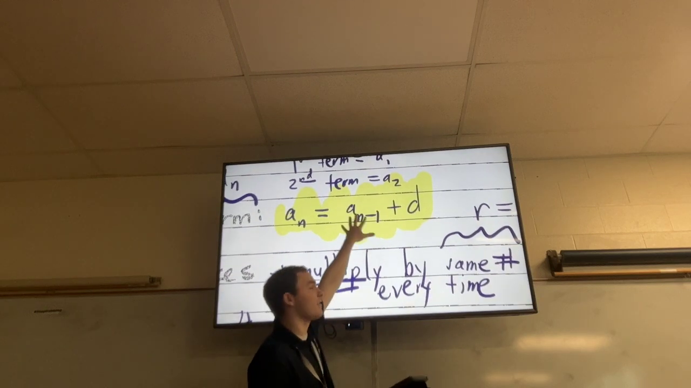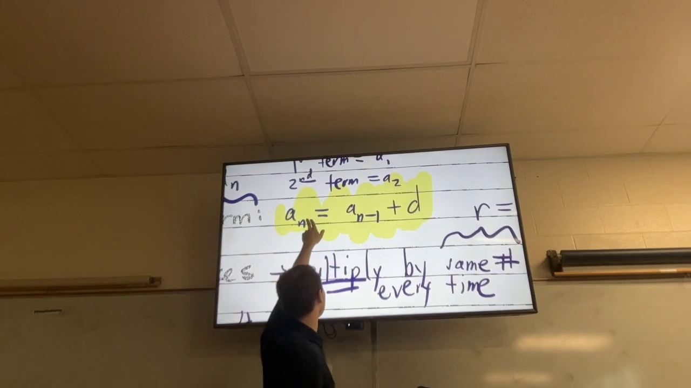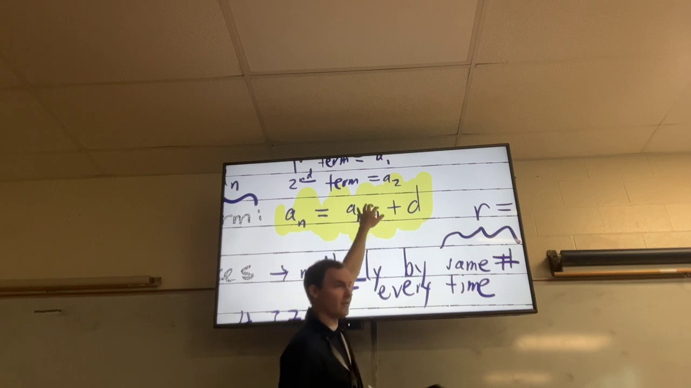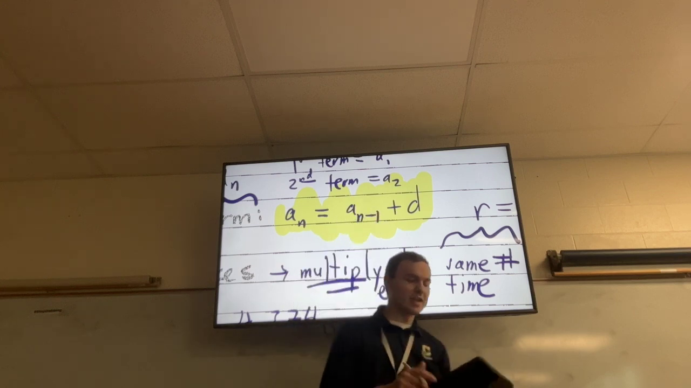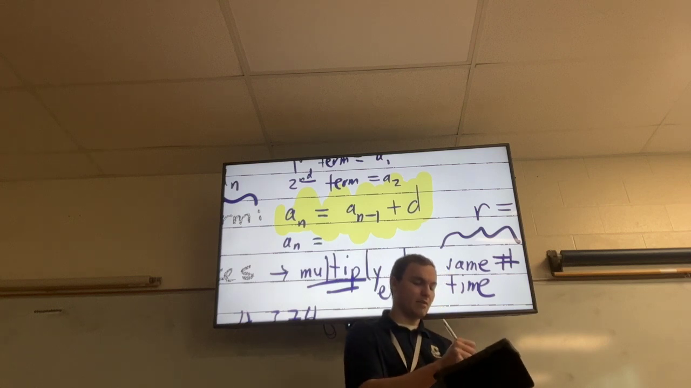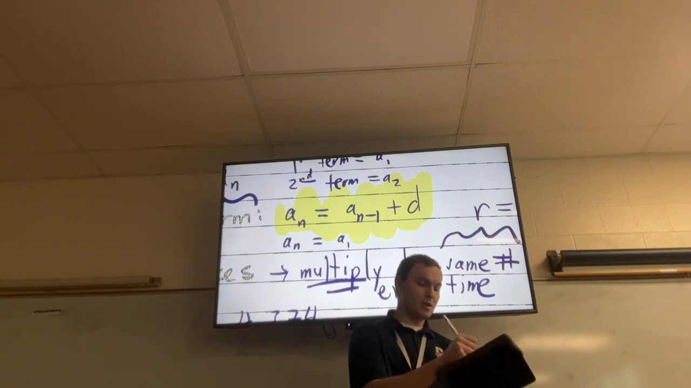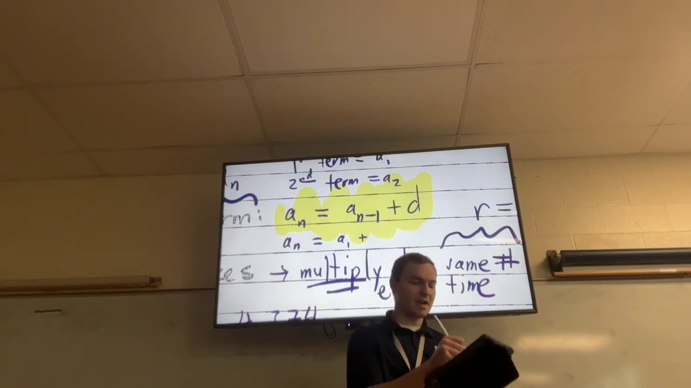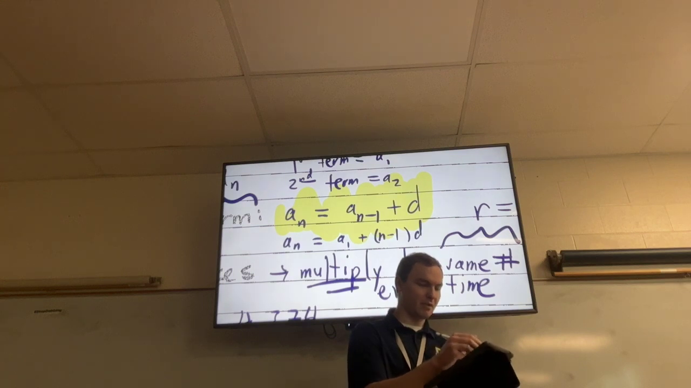That's the recursive definition. So that means if you want to get a term, you have to know the previous term. Another definition for how to get the nth term is a sub n equals the first term plus n minus 1 times d. That's probably a better formula for you to use.